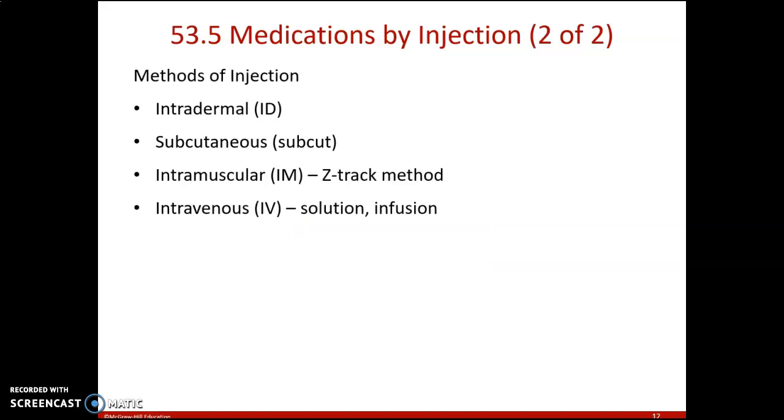So there are several methods of injection. This includes intradermal, which is just under the skin, subcutaneous, which is even lower than intradermal, intramuscular, which is within the musculature, and intravenous, which is directly into a vein.